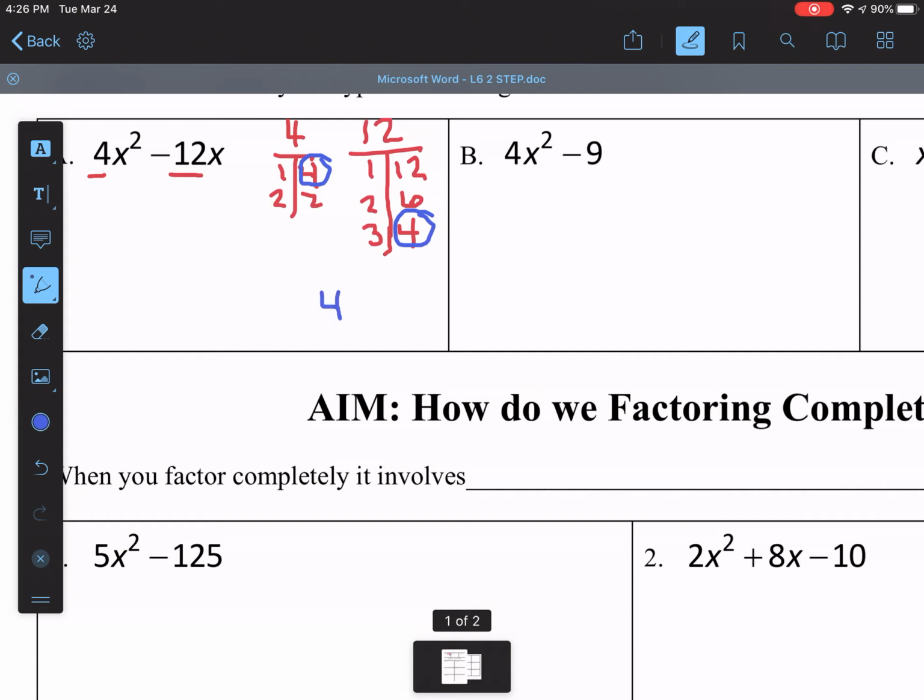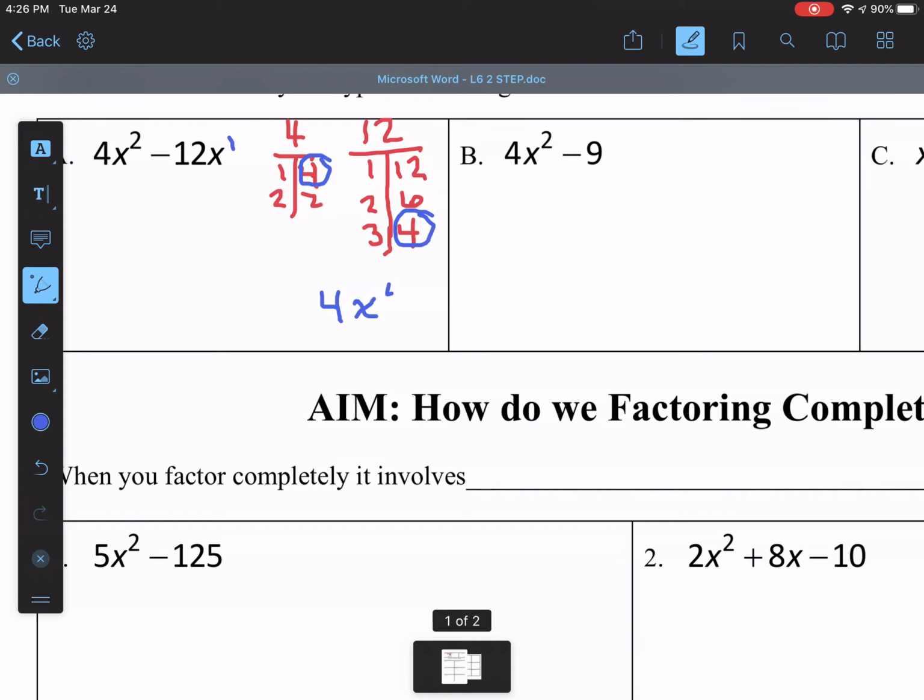Okay, so 4. Now let's focus on the variables. Now remember that the x over here has an invisible 1 as its exponent, so don't forget about that. So for the variables, we always take the one with the lower exponent as part of the GCF. So next to the 4, we're just going to stick x to the first, okay, which is the same thing as just 4x, okay?